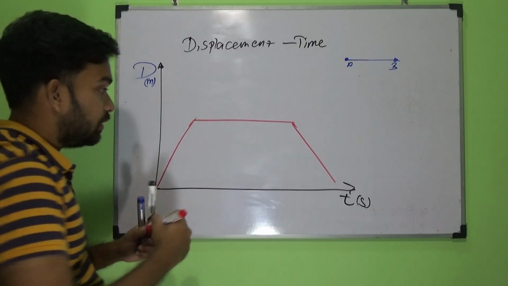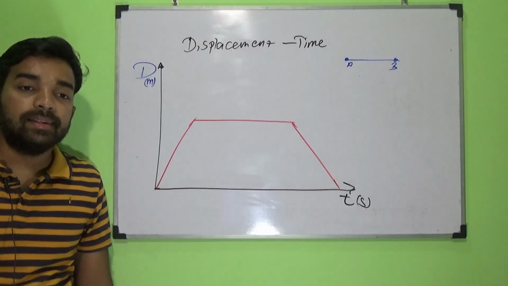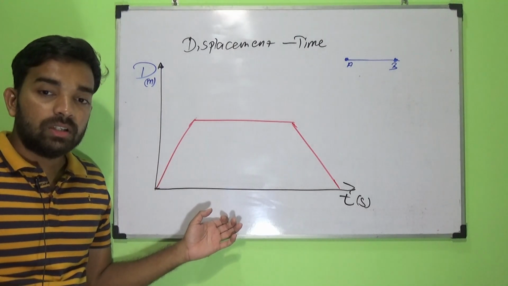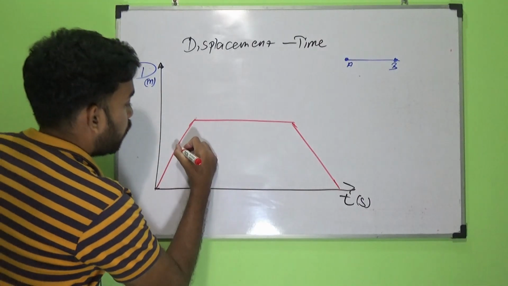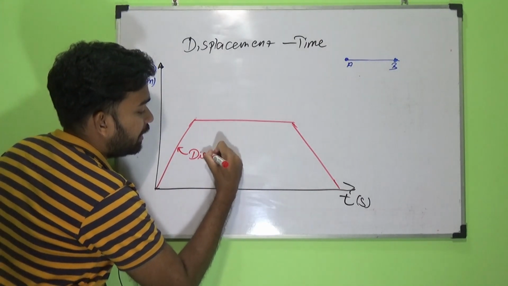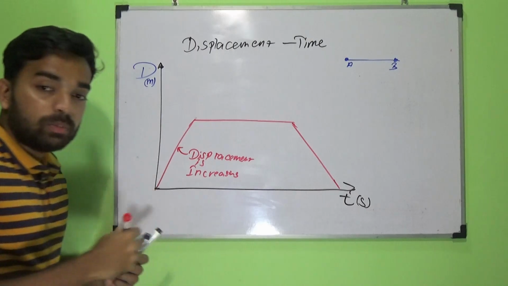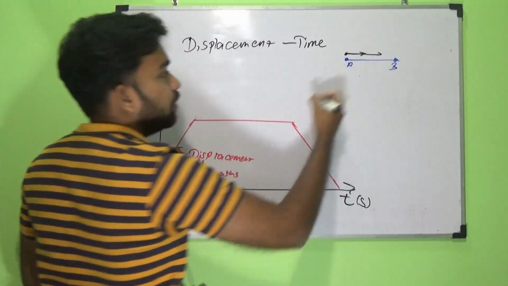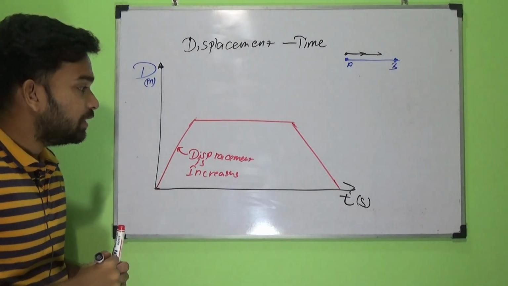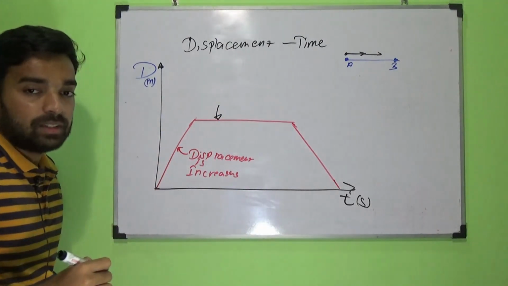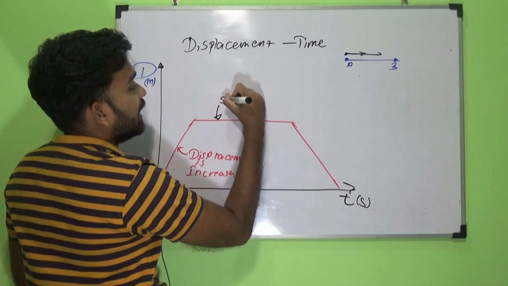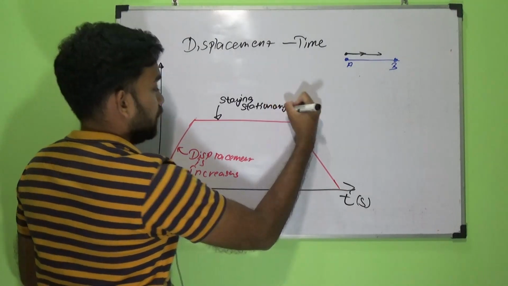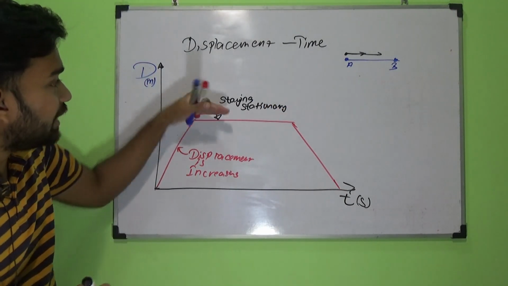So now we have this displacement time graph. These are the three instances that you can get in a displacement time graph. In this one, what it explains is that displacement is increasing, going from A to B. Then this one says staying stationary, which means the displacement hasn't increased or decreased.